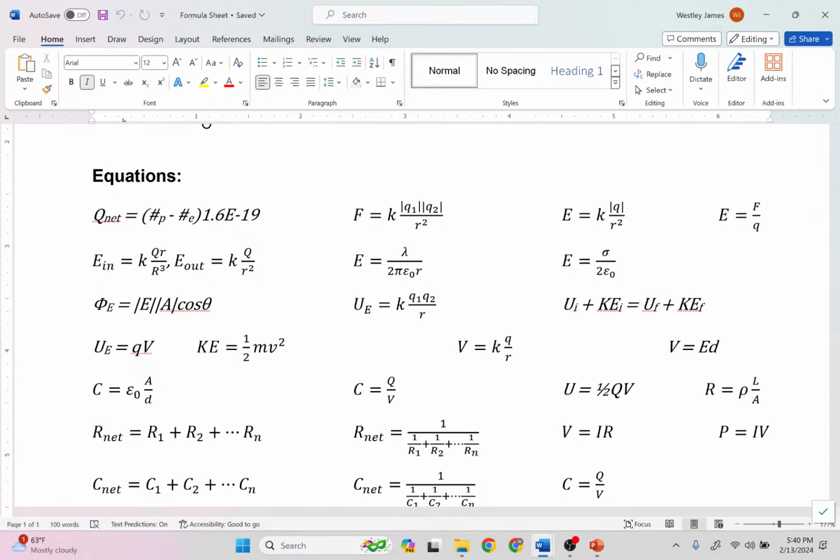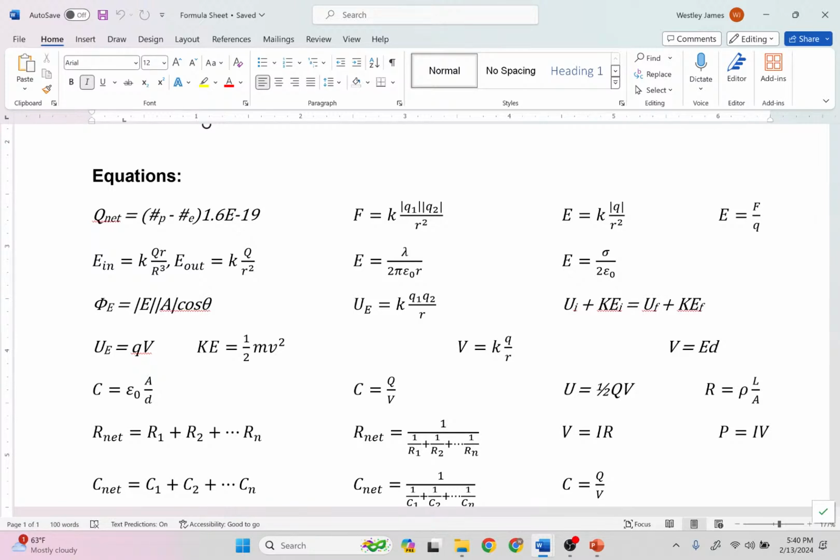Nice thing with this formula sheet, it's in the order we learn things. So all the capacitor stuff is together. All the electric field stuff is together. So our capacitor stuff is in this general area. V equals ED.